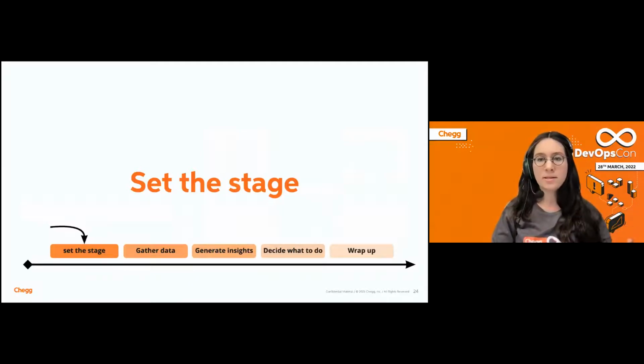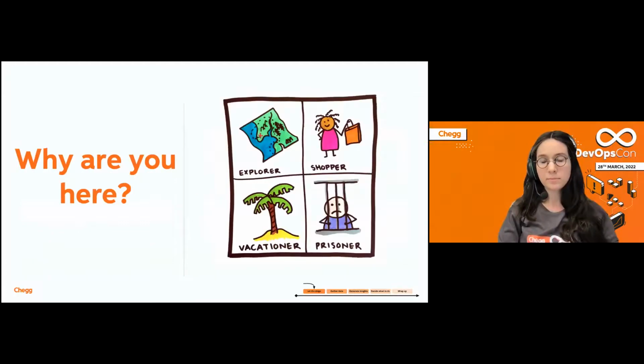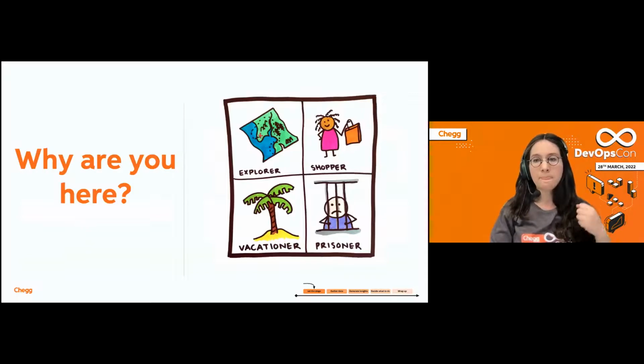Set the stage is needed since people are coming from different places, mentally and physically, and we need to bring them all to the same page and in the right motivation for the retrospective. A quick check-in with the group can work by asking the team what type of attitude they have toward the retrospective. Are they shopper, explorer, vacationer, or prisoner?